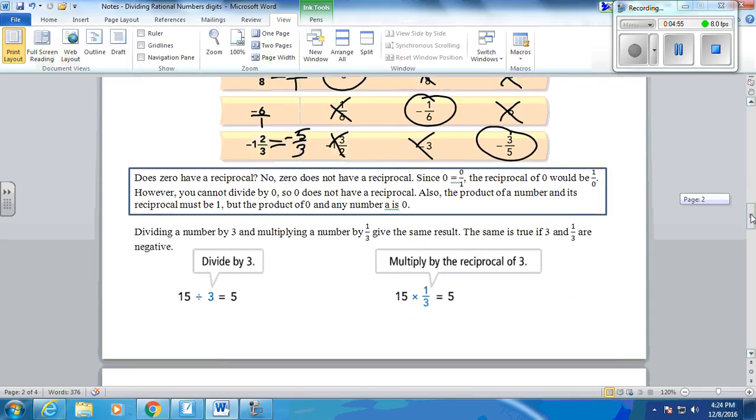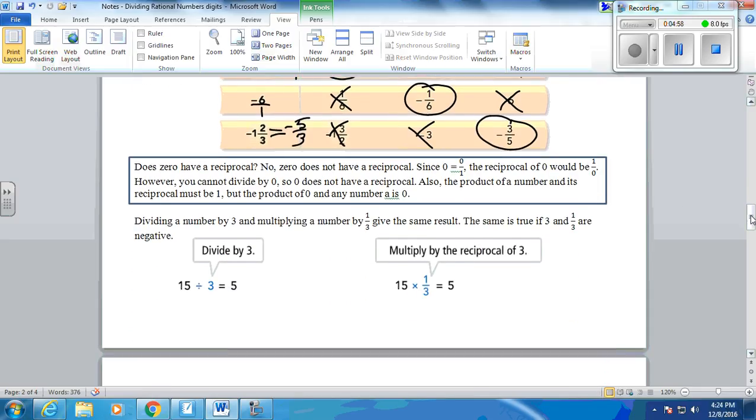Next it says, does 0 have a reciprocal? No, 0 does not have a reciprocal. Since 0 equals 0 divided by 1, the reciprocal of 0 would be 1 over 0. However, you cannot divide by 0, so 0 does not have a reciprocal. Also, the product of a number and its reciprocal must be 1, but the product of 0 and any number a is 0. So there's two reasons there why 0 does not have a reciprocal. And just to remind you, this right here is undefined, so that's why we can't say that they're equivalent.